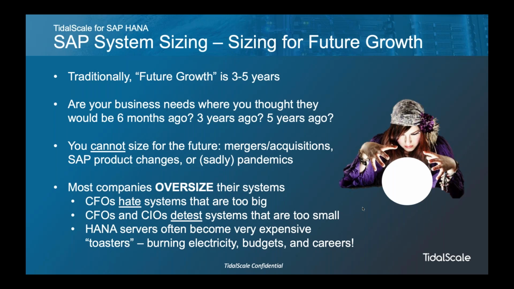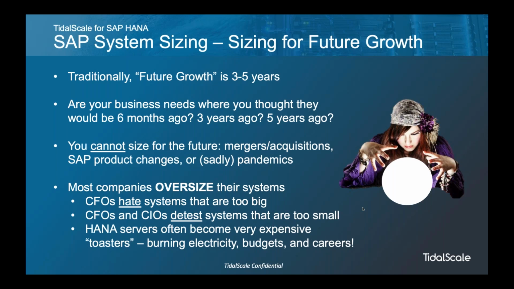So how do people react to this complete inability to view the future accurately? They oversize. They say, I'm just going to go out and buy the biggest thing I might need, plus 20%, and I'm going to go big. CFOs hate that. CFOs hate finding that an entire budget has been blown on a system that could be twice as large as it really needed to be.